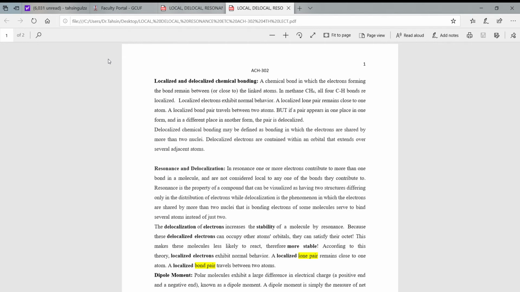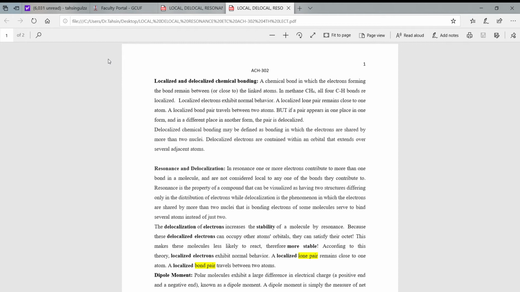Today I will explain bond pair, lone pair, what is a localized bond and what is a delocalized chemical bond. And due to delocalization, how resonating structures could be formed, and how, due to delocalization, any compound is stable with respect to other compounds which don't exhibit delocalization or resonance.